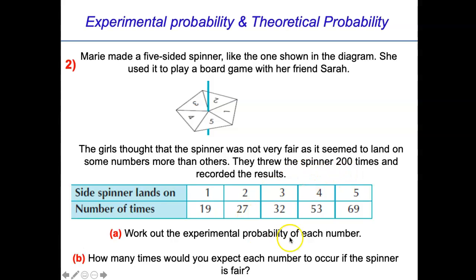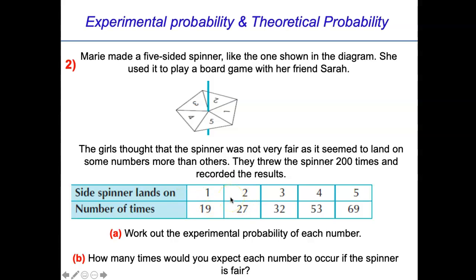Okay, so for number 1, here are the results. Number 1 is 19, so it stopped at 1 only 19 times, so the least number. And then 5 got the best result. 69 times it landed on 5. Okay, so it seems like 5 is the most popular here when they should have the same chance of coming out. Okay, so let's work out the experimental probability based upon the results.